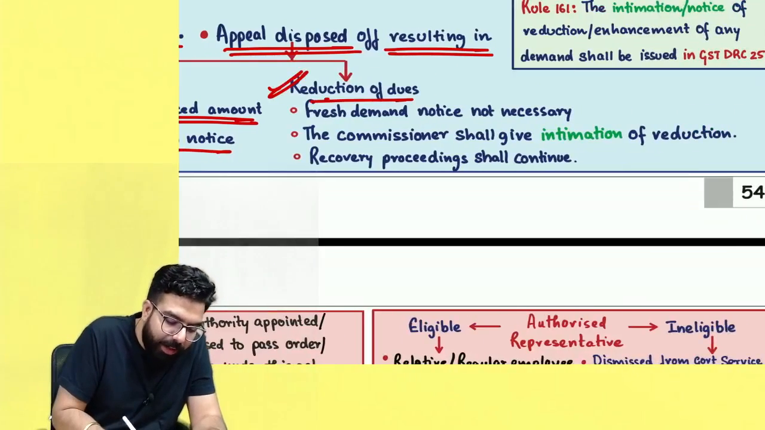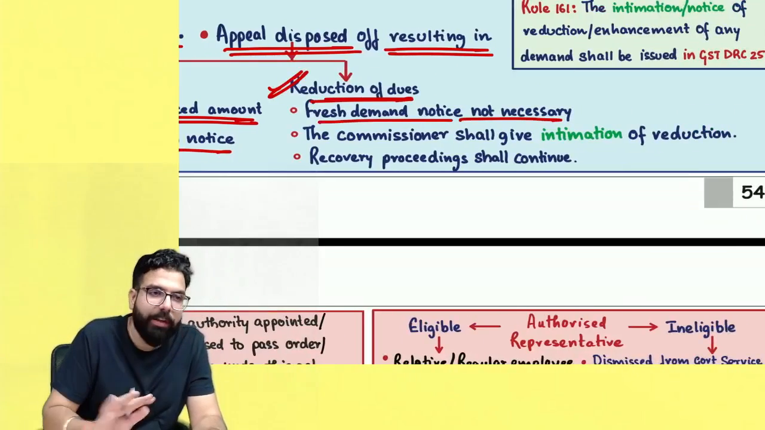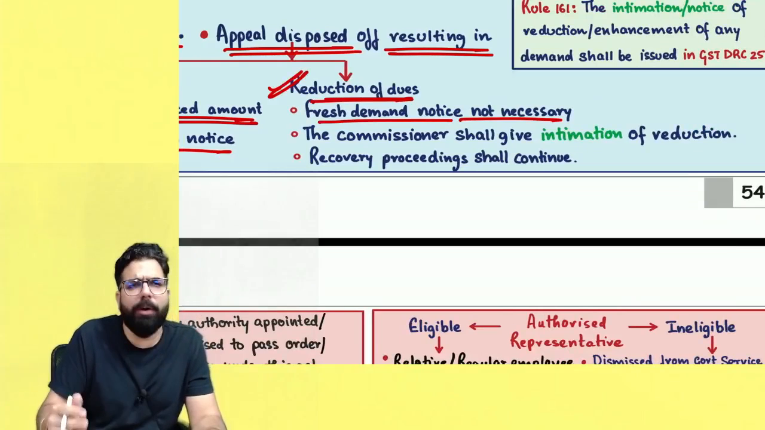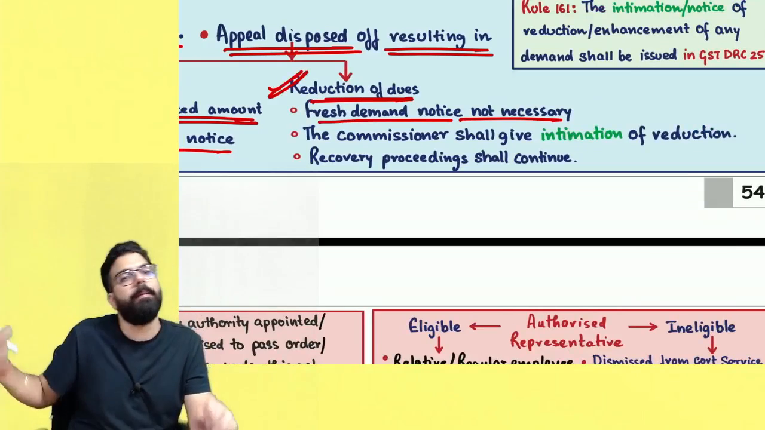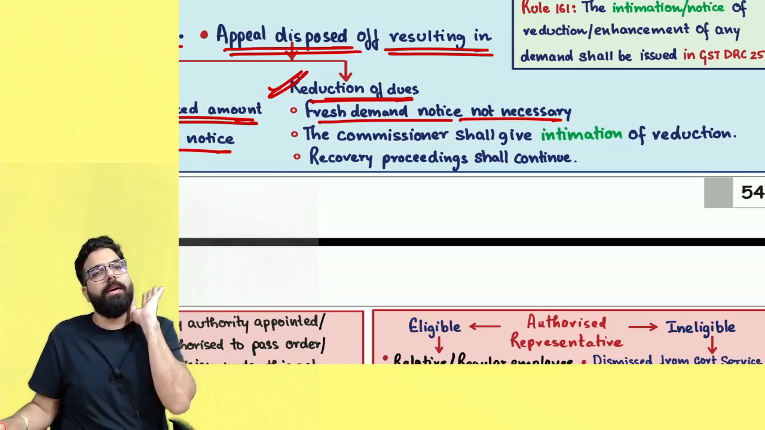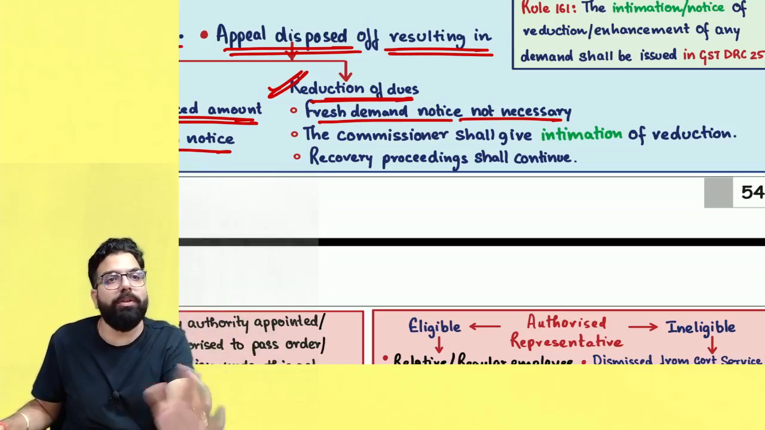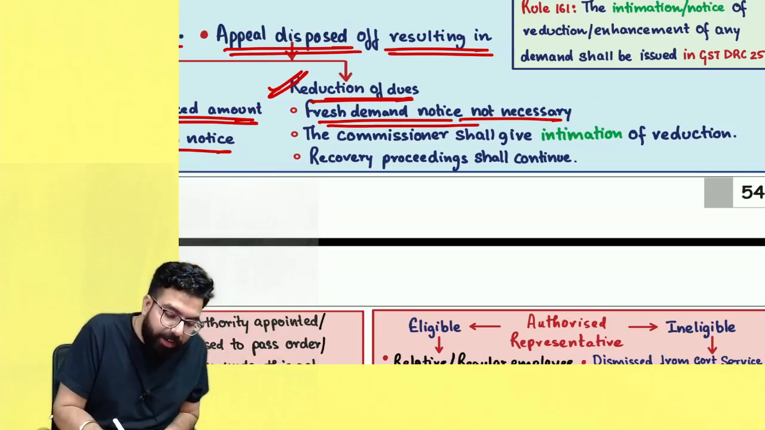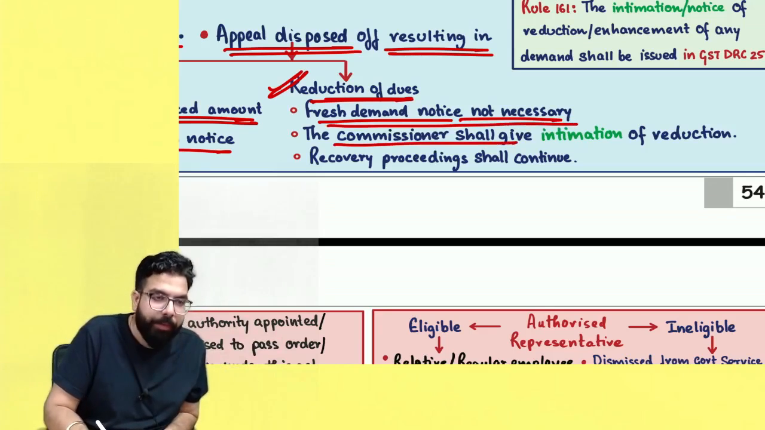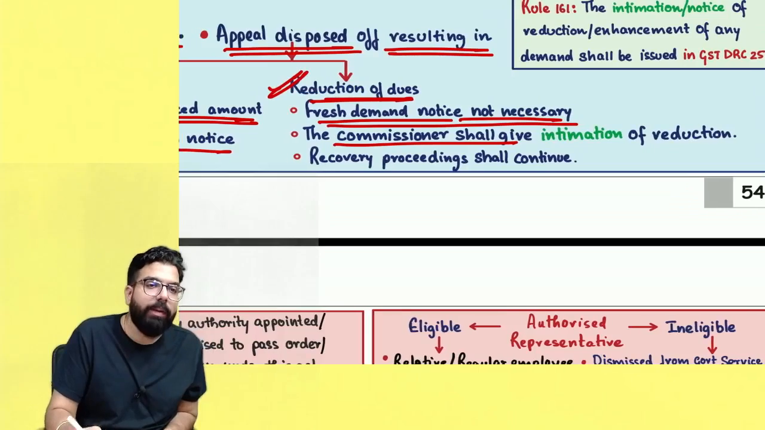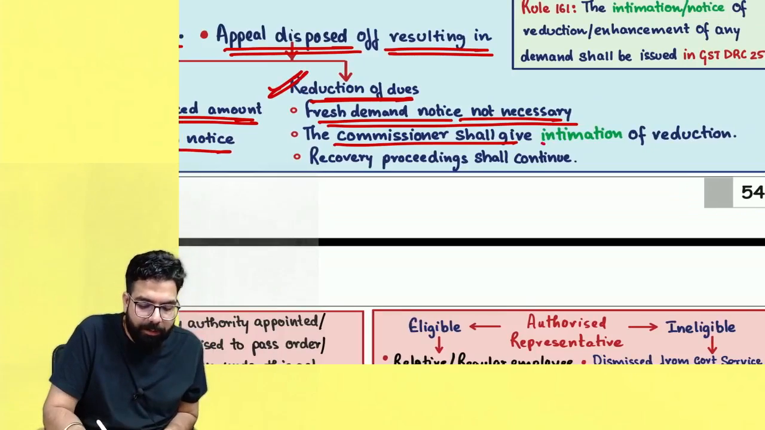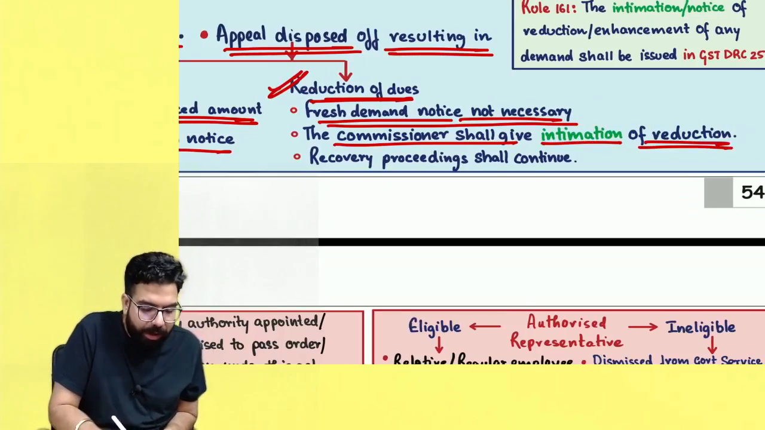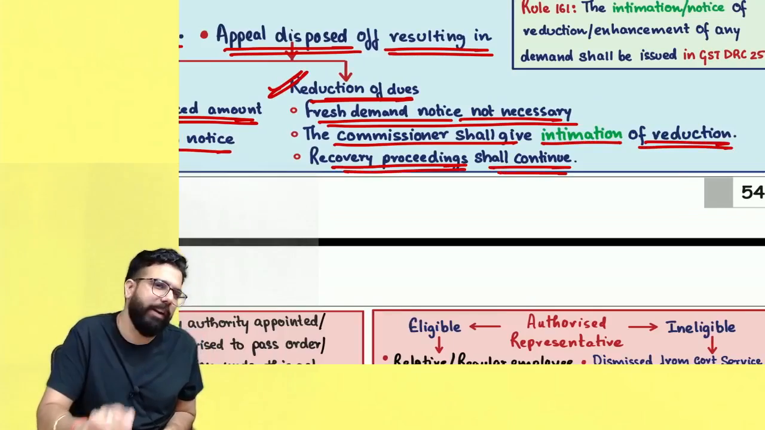If there is a reduction in the demand, then a fresh demand notice is not required, because the demand order which was already given is your notice of demand. Another notice of demand is not sent. The demand order is already there. So a fresh demand notice is not necessary. The commissioner will just give an intimation of the reduction, and recovery proceedings shall continue with the reduced amount now.